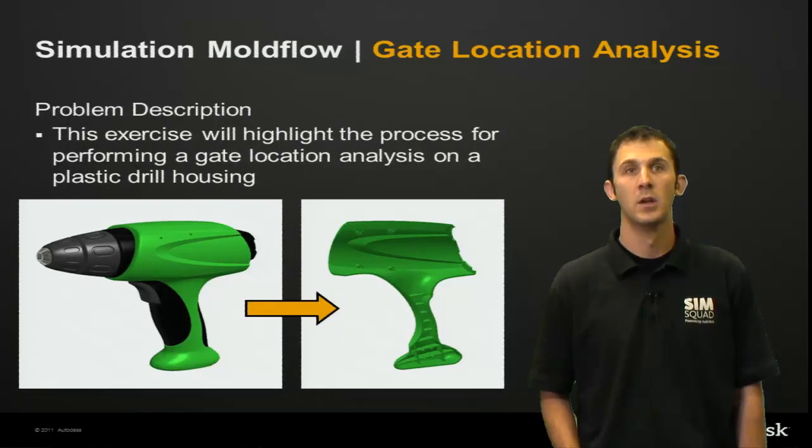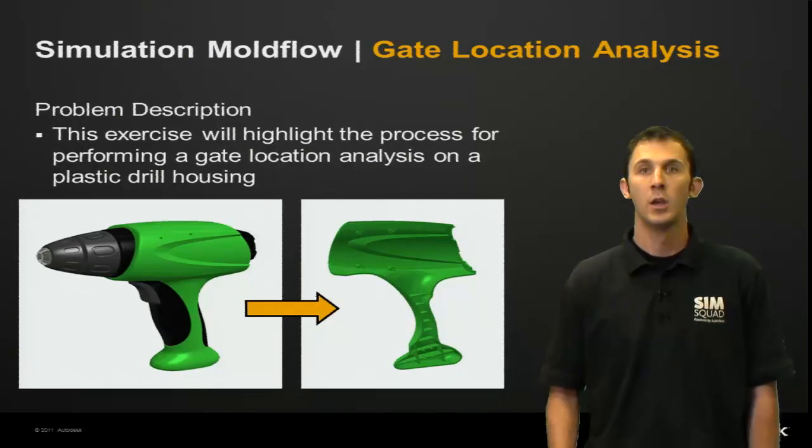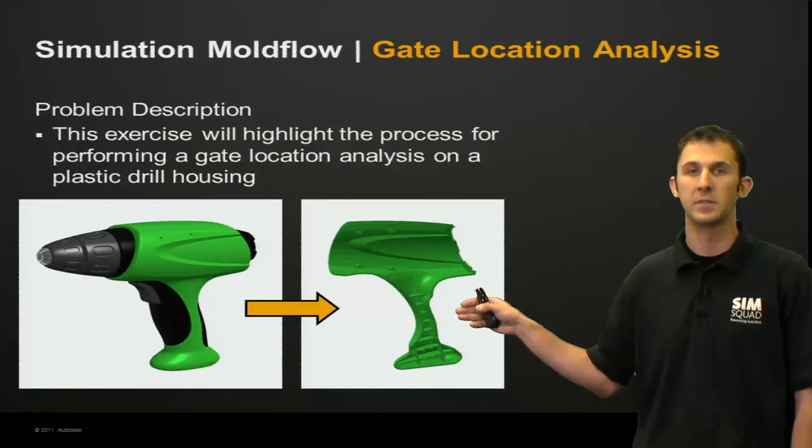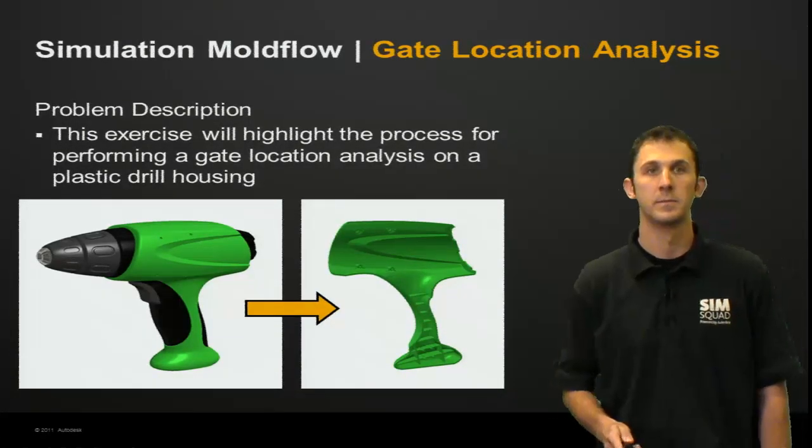In our exercise, we're going to look at the process for performing a gate location analysis using this drill example. We have a plastic housing and we'll extract one of the halves and go ahead and use this for our analysis.